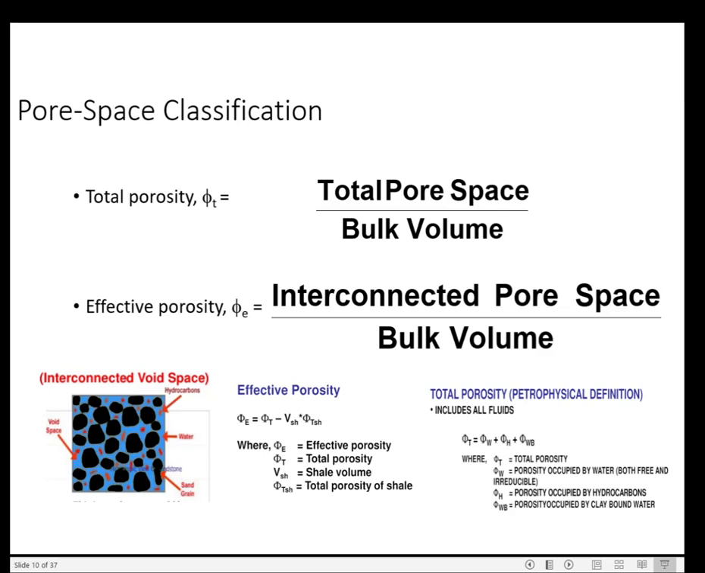And here, this is an example. If you go at the bottom, you see this kind of grain, this kind of fluid. You see this actually looks like everything is very interconnected between each other, which is very good. That means you can call it effective porosity in this case.